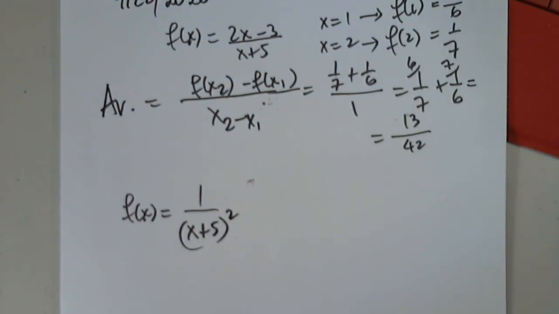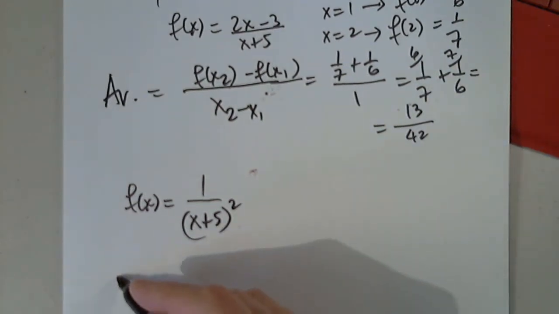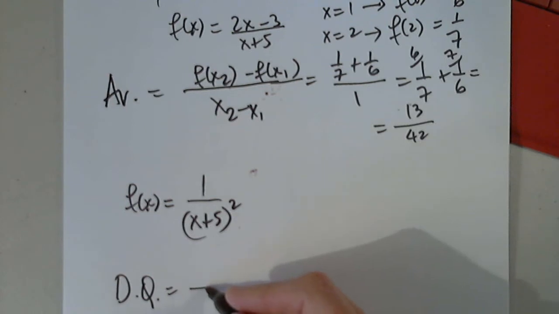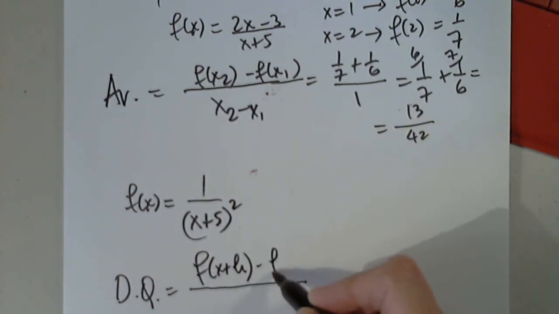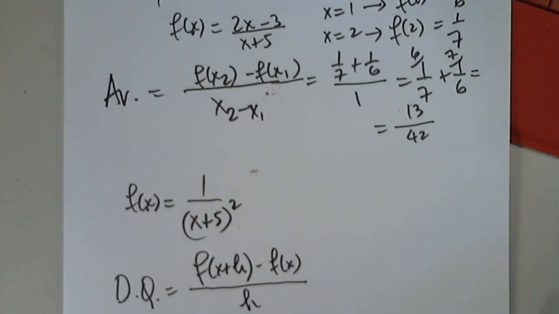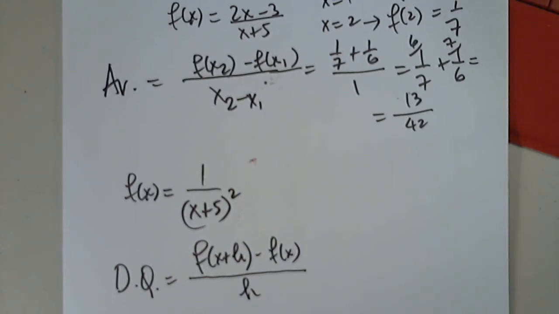Good. So we had a similar example last time, so let's do this one as well. The difference quotient has to be memorized moving forward. It's f of x plus h minus f of x divided by h. We discussed this. It's so important that we discuss it on the first day of classes.